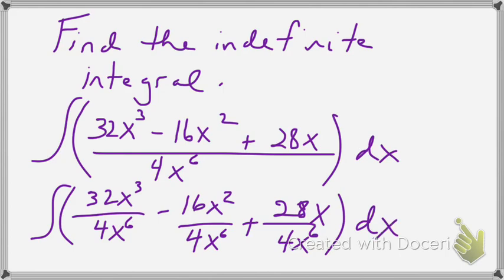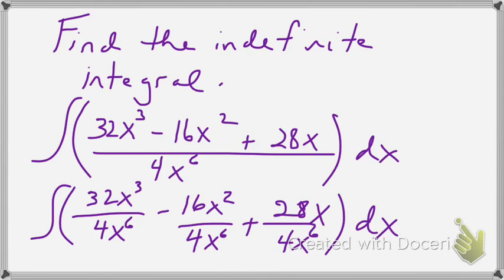So we want to know what is 32 divided by 4. And where have you got more x's? At the bottom. How many more? What is negative 16 divided by 4? Where have you got more x's? At the bottom. How many? What is 28 divided by 4? And where do you have more x's?